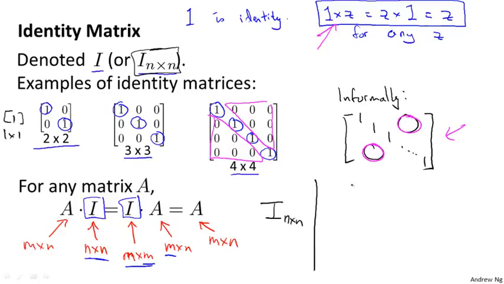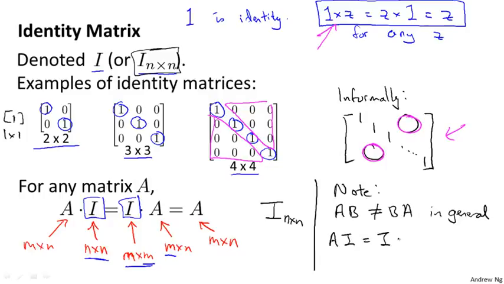Finally, I just want to point out that earlier I said that A times B is not, in general, equal to B times A. For most matrices A and B, this is not true. But when B is the identity matrix, this does hold true: A times the identity matrix does indeed equal the identity times A. It's just that this is not true for other matrices B in general.